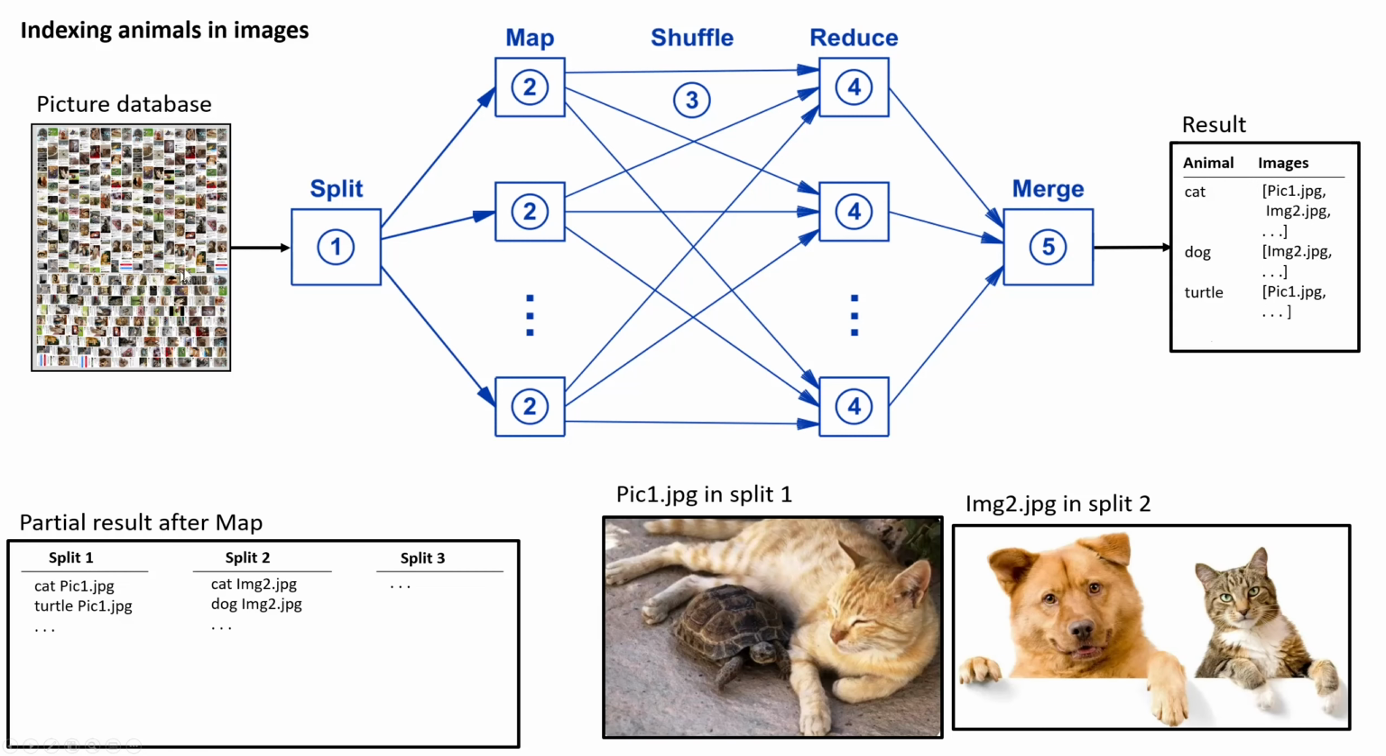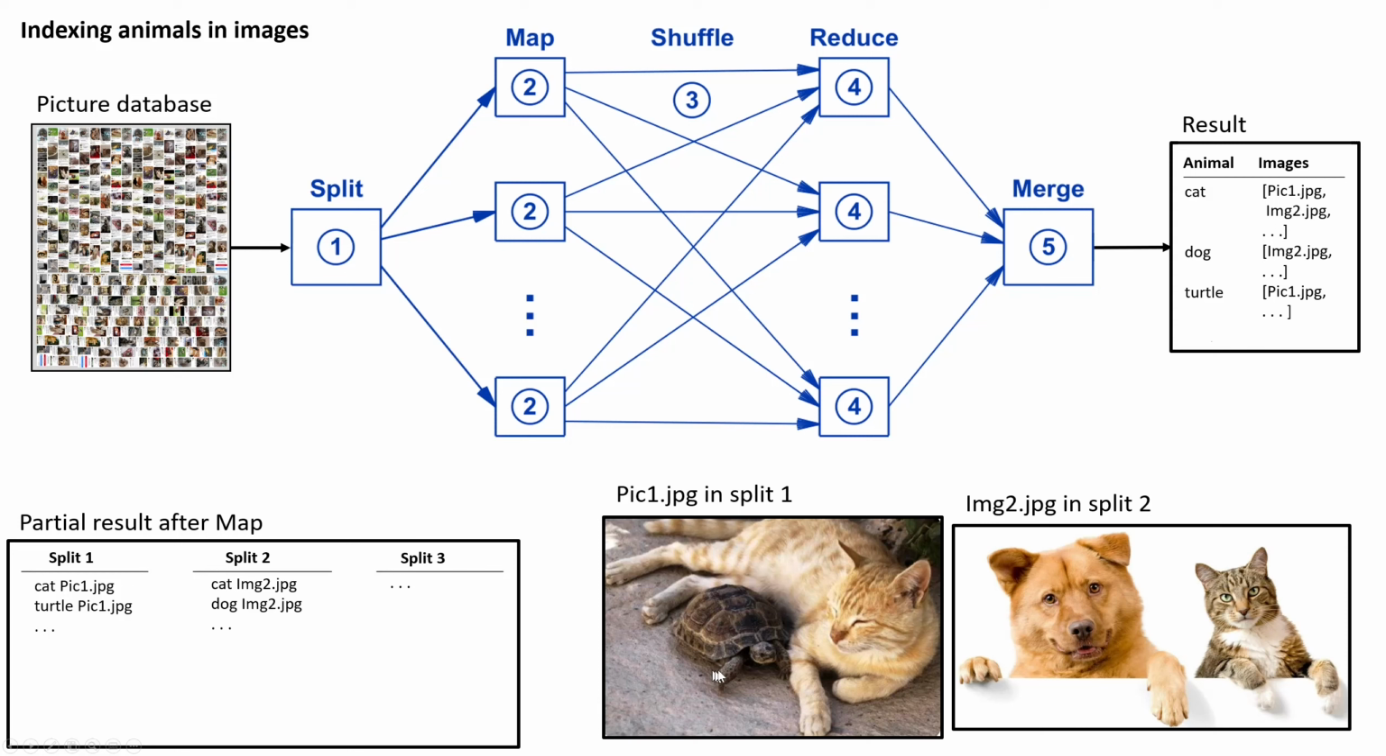So we can split the data set in different sets of images, and then split 1 might have this image, and then split 2 might have this image, and each split might have other images as well. And then the splits will be sent to the map instances, and the map instances will run some animal detection code that's probably expensive to identify the animals that appear in each picture.